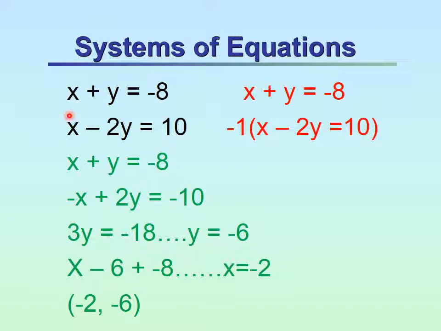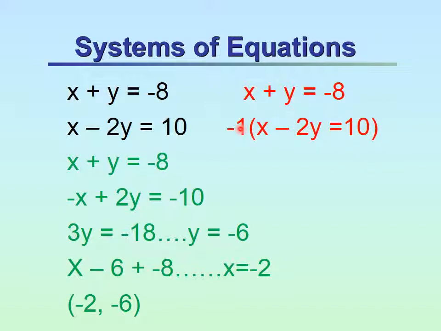We have x plus y equals -8 and x minus 2y equals 10. I see that I have the same coefficient on x. They're both 1. However, I need one to be negative. So I'm going to choose the second equation. I'm going to multiply the entire equation by -1.